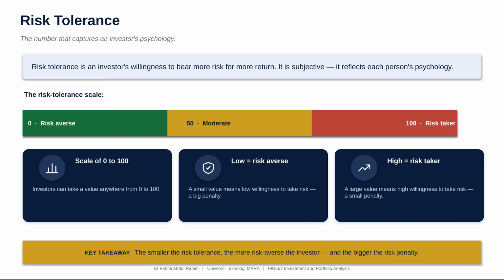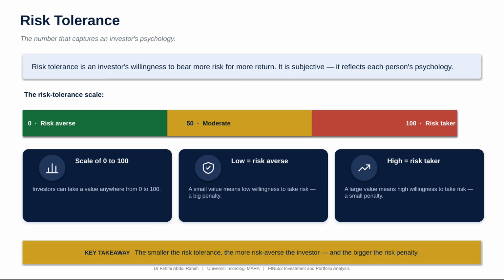Let us zoom in on risk tolerance, the number at the heart of the Markowitz method, because it captures the investor's psychology. Risk tolerance, in the blue box, is an investor's willingness to bear more risk in exchange for more return. It is subjective. It reflects each person's individual psychology. There is no right or wrong value. It simply describes who you are as an investor.